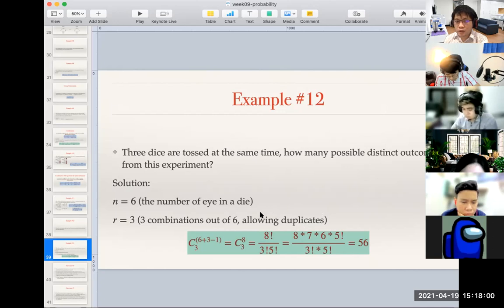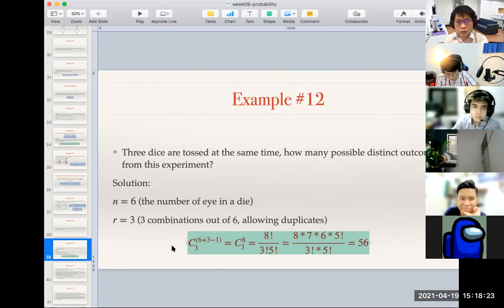So in this regard, the answer is 3 combinations out of 8, where 8 comes from 6 plus 3 minus 1. So 8 factorial divided by 3 factorial times 5 factorial, and you will have 56 for the answer.